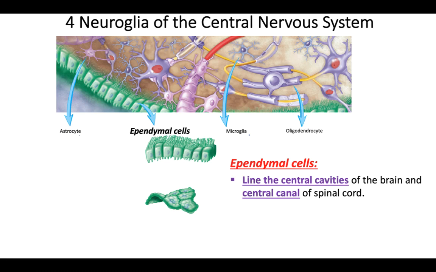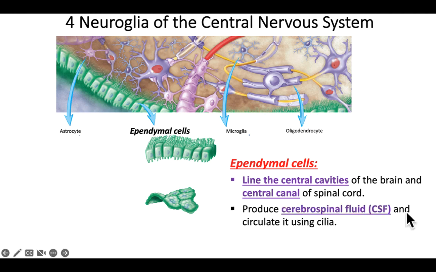So these guys are going to be very important in production of cerebrospinal fluid, which we'll talk more about in another chapter. But that's a liquid that kind of circulates throughout your brain and throughout the spinal cord. So they actually produce this fluid, then they circulate it using the cilia. And this fluid is found in what's called the ventricles of the brain.